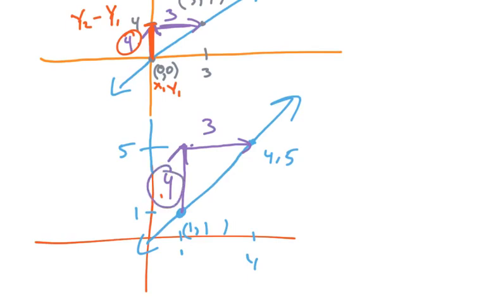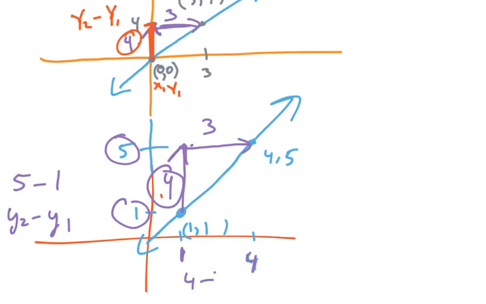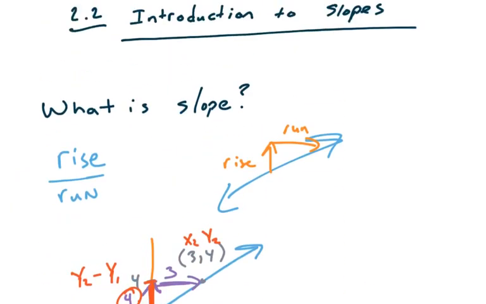But how did I get 4 here? It's not that I just see 4 here and 5 there and say 5. It's the difference between these, right? 5 minus 1, y2 minus y1. And the same thing is true for the x's. If this is 1 and this is 4 down here, then I went 4 minus 1, right? Or x2 minus x1.